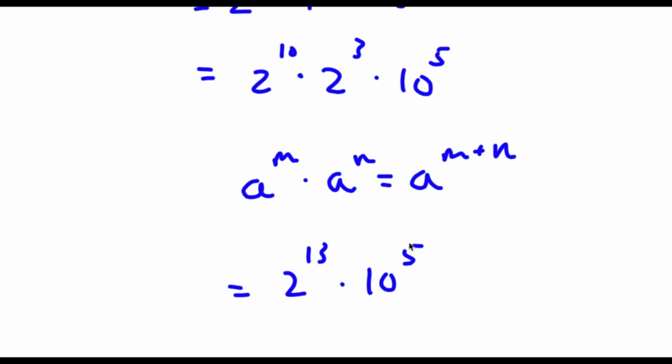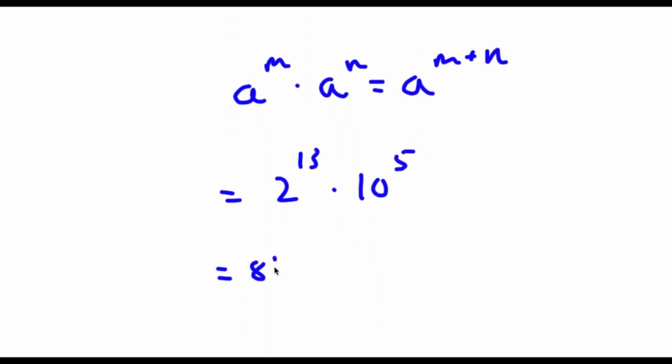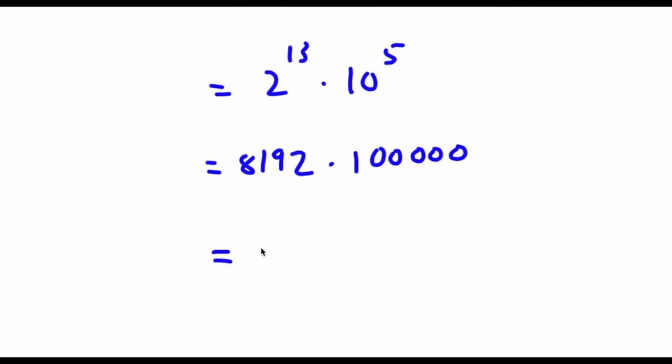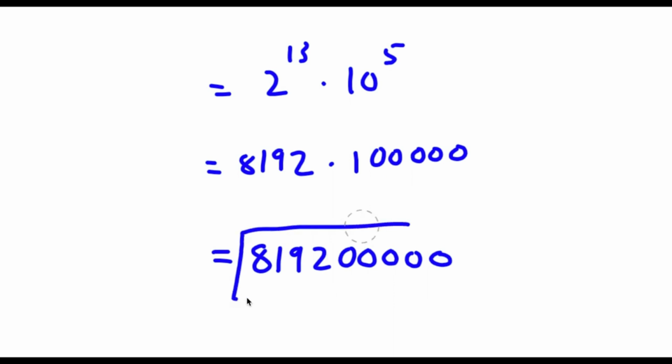And 2 to the power of 13, this is equal to 8,192. And 10 to the power of 5, this is going to equal 1 with 5 zeros. So 1, 2, 3, 4, 5. Now if I multiply these two, I get 8192, 0, 0, 0, 0, 0. So this is my answer.